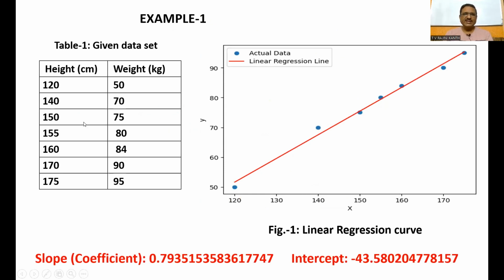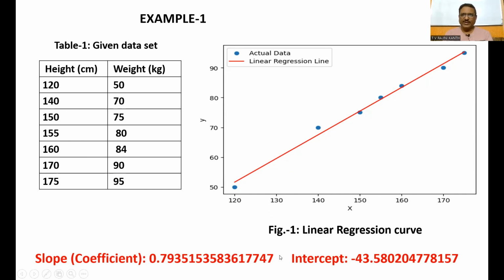This is the data set I am considering. Heights of a few students are given, along with their weights. A 120 centimeter student has a weight of 50 kilograms, and a 140 centimeter student has a weight of 70 kilograms. As height increases, weight also increases linearly. Once you plot the linear regression equation, you get this red line, which fits all the points. This is the slope we got, and this is the intercept.